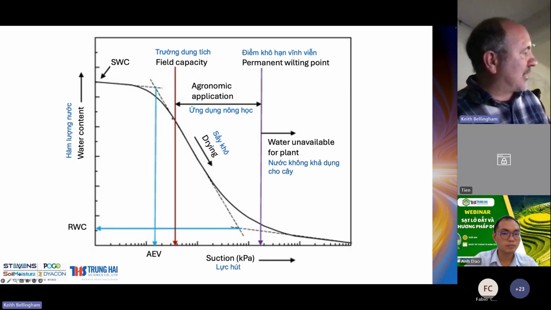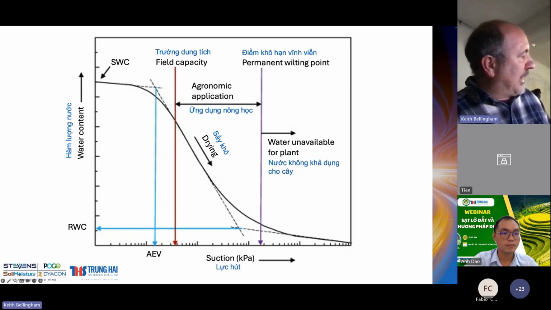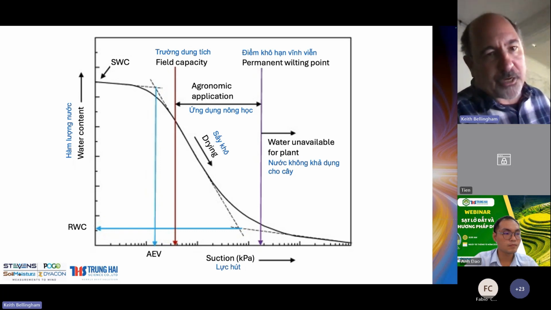Next is your field capacity. That's after the inflection point on the drying curve. It occurs at 1/3 bar of pressure for most soils.